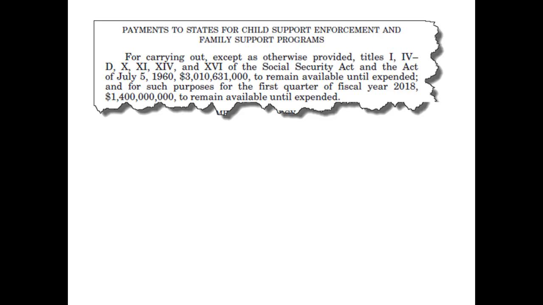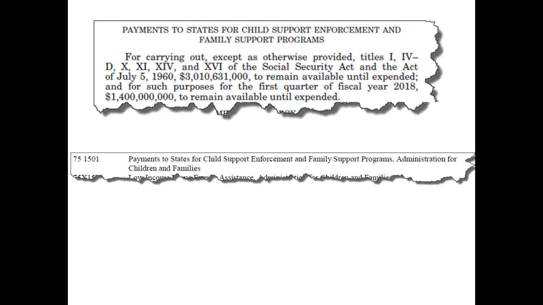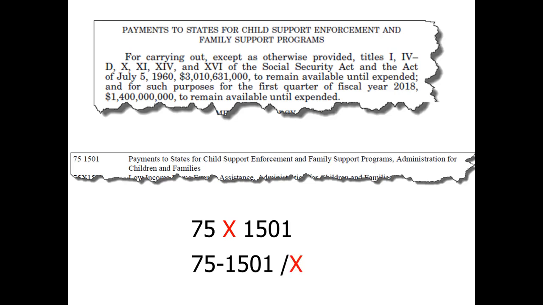The no-year account has language like remain available until expended. You may also see without fiscal year limitation. When Treasury sees this language, they know to issue the warrant to a no-year or X account. The Fastbook indicates that the TAS 75-1501 identifies the payments to states for Child Support Enforcement and Family Support Programs account. The period of availability is indicated by using an X between the agency identifier and the Treasury symbol. As in the previous examples, the OMB version reflects the X at the end of the TAFS.